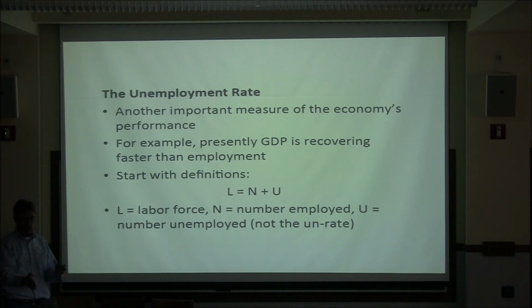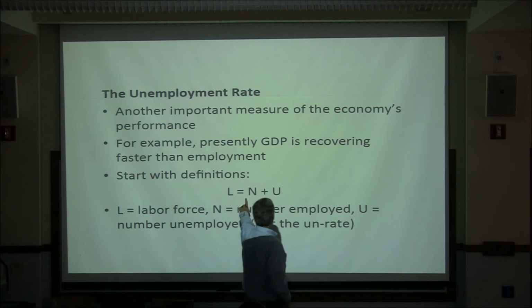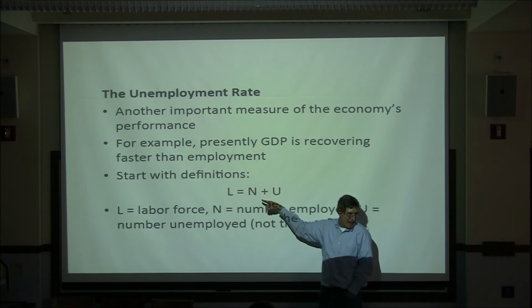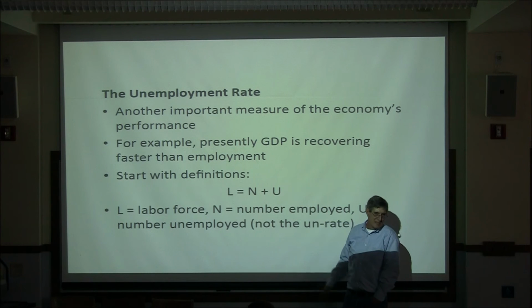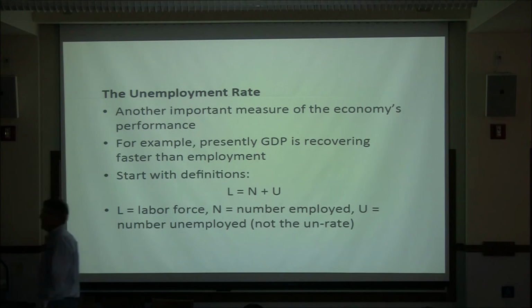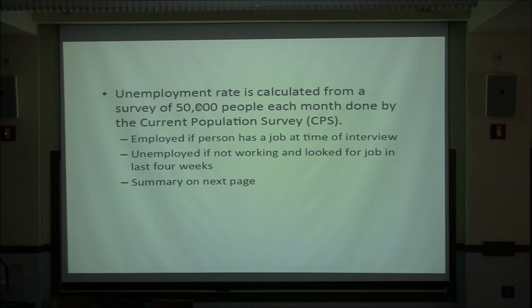Then we can divide the labor force into the employed and the unemployed. N is the number employed. I like E much better, but they use N. And U is the number of unemployed. It's not the unemployment rate. So the number of people in the labor force is equal to the number employed plus the number unemployed. That's the definition of the labor force.